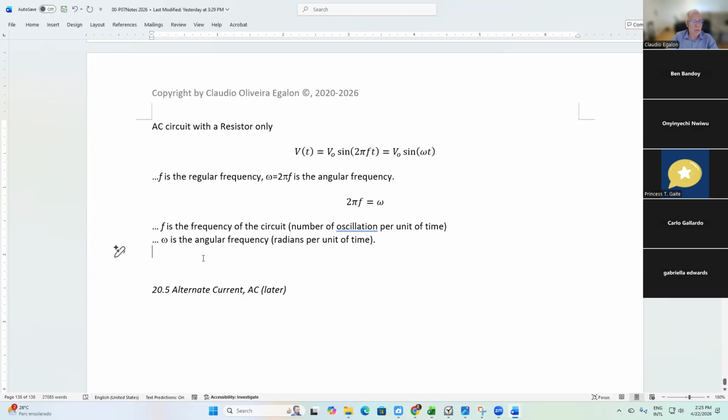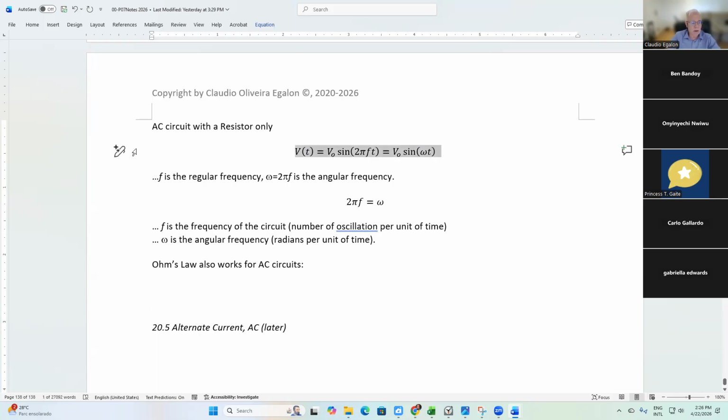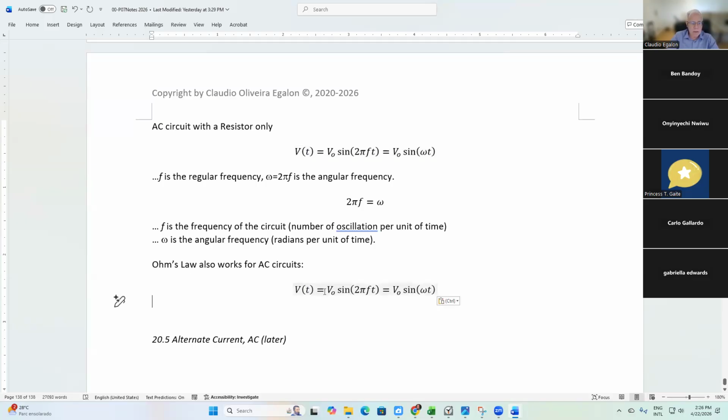And Ohm's law also works for AC circuits. So when you have V of t and you have a resistor in the circuit, this V of t is going to be equal to the resistance times the current, which will end up being a function of time as well, right? Here you go. You want to use a capital I.